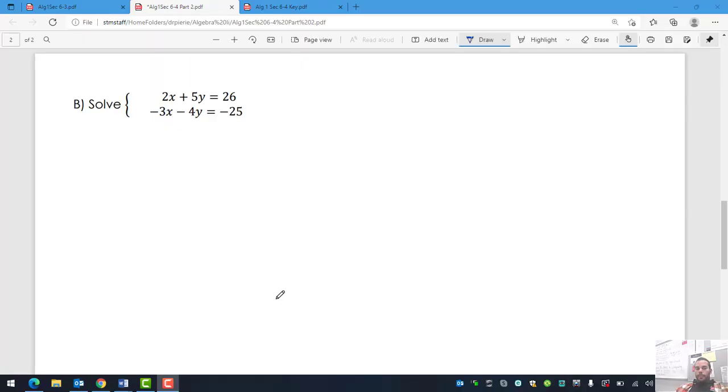All right, let's do another example. This one's a little bit tougher though. So once again, we're trying to solve this using elimination. We're trying to eliminate one of the variables. And remember, if we're trying to eliminate one of the variables, we want a pair of variables to have either the same or the opposite coefficients.